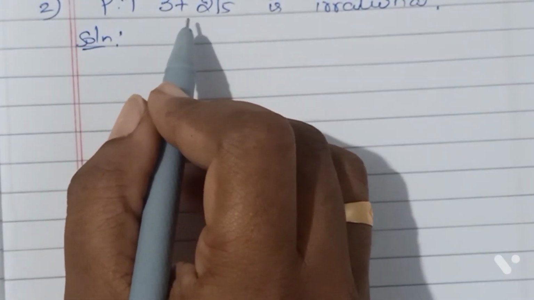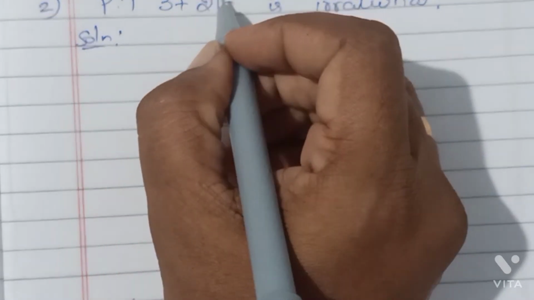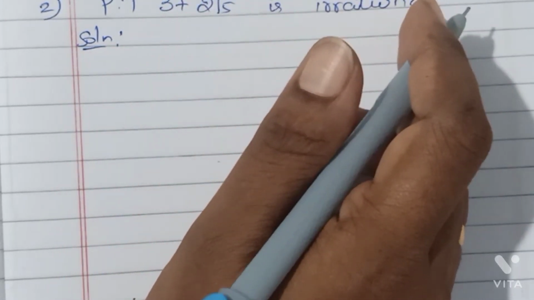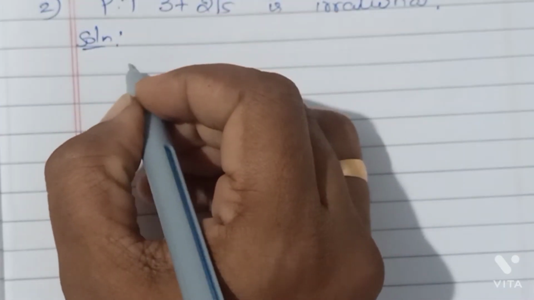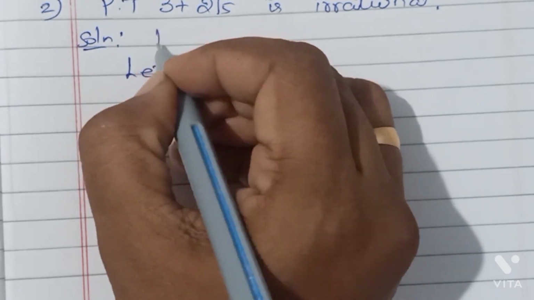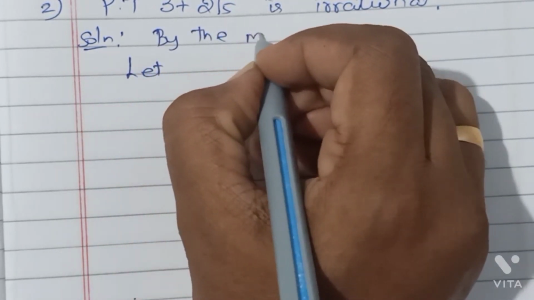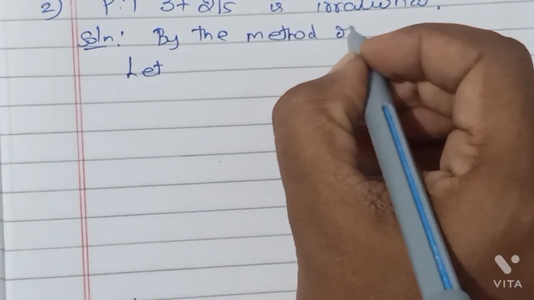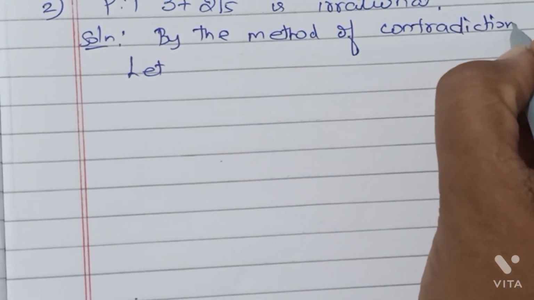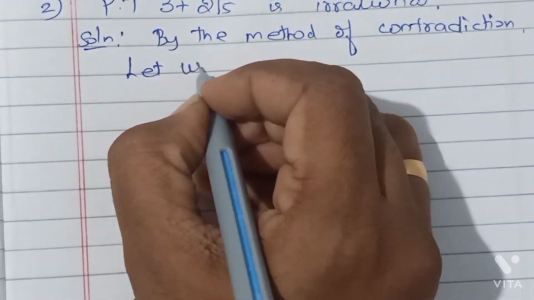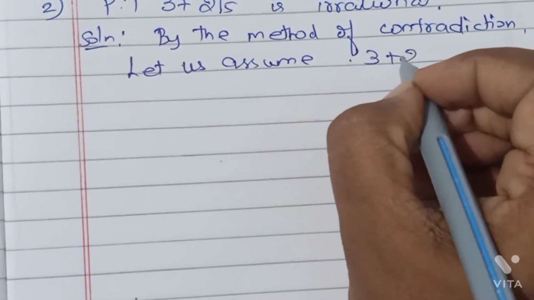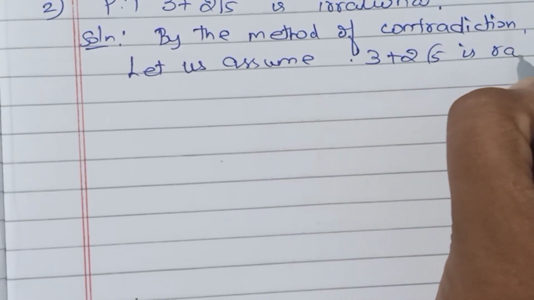Sum number 2, prove that 3 plus 2 root 5 is an irrational number. So we have to prove that 3 plus 2 root 5 is an irrational number. So by the same method, the method of contradiction, let us assume 3 plus 2 root 5 is rational.